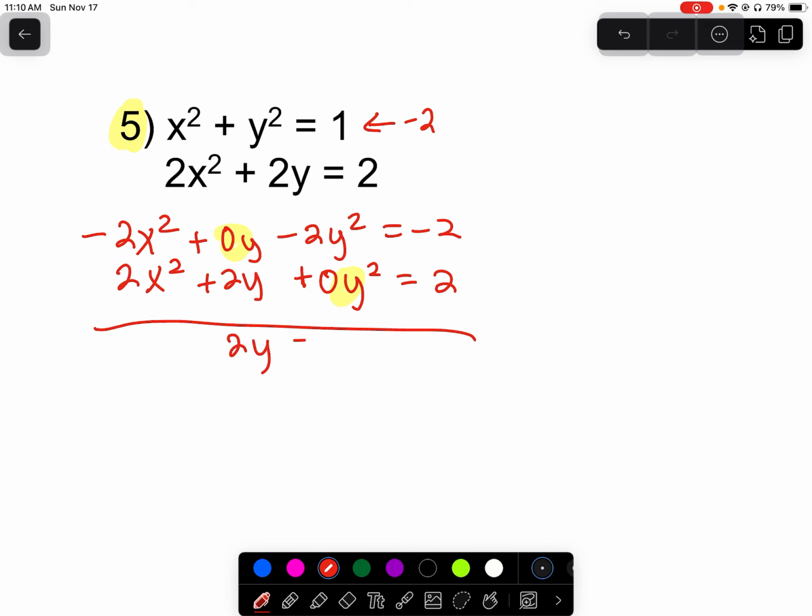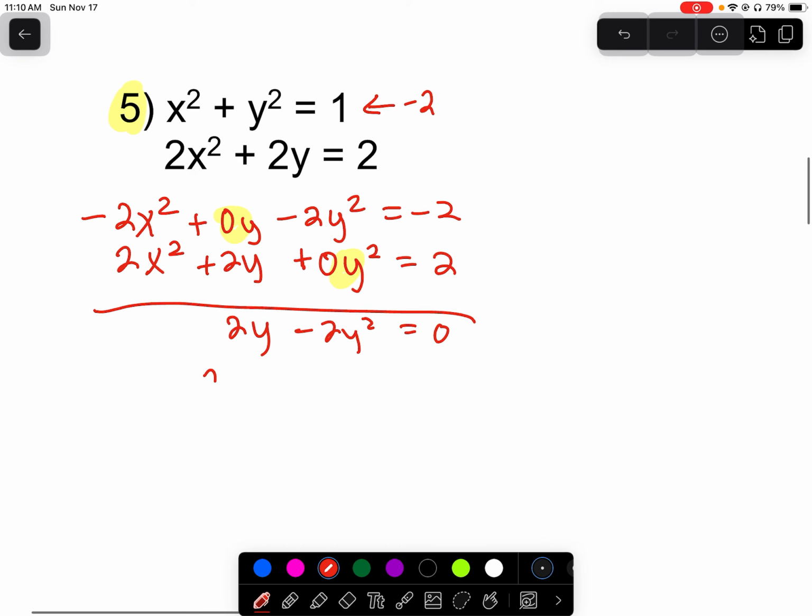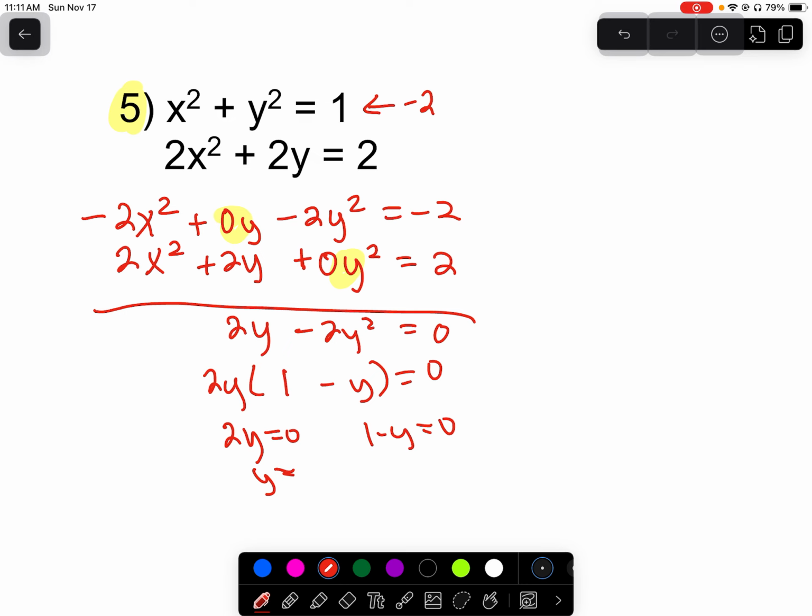we get minus 2y squared equals 0. And since it's equal to 0, we can immediately try to solve it. I can take out a 2y from both, leaving me 1 minus y. I get 2y equals 0 and 1 minus y equals 0. So y is 0 and y is 1. So that's good. Those are nice points. And let's go ahead and plug that in somewhere.